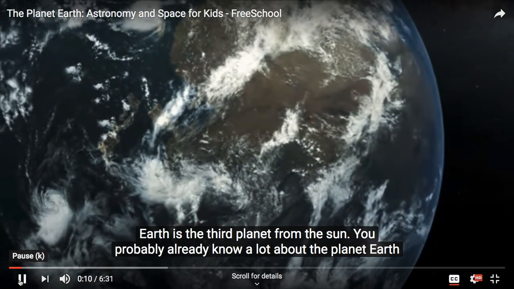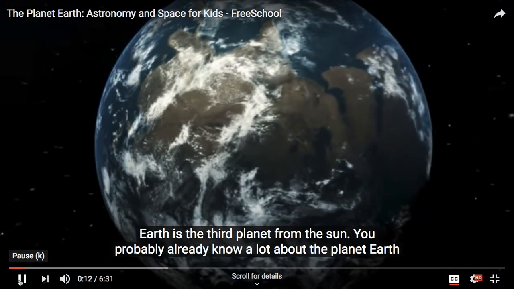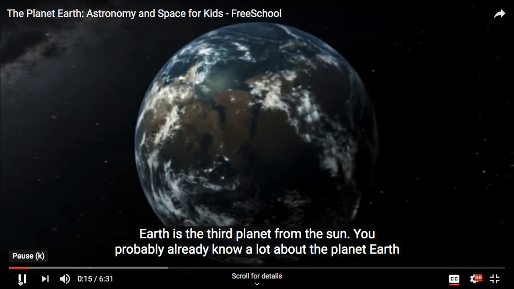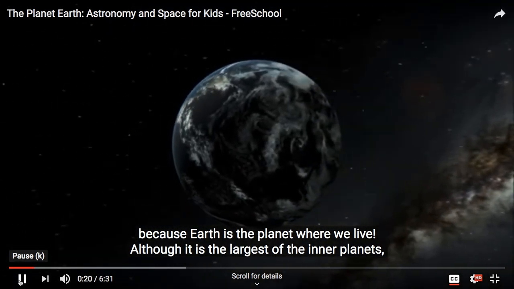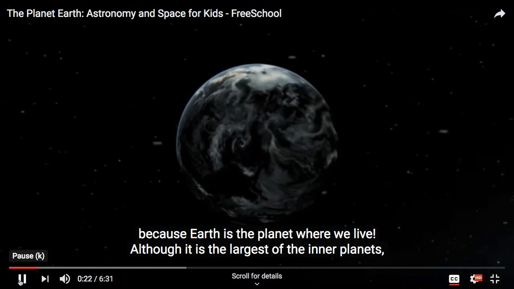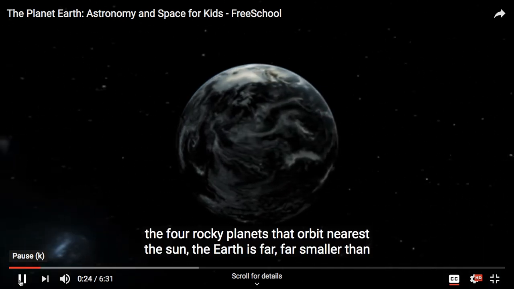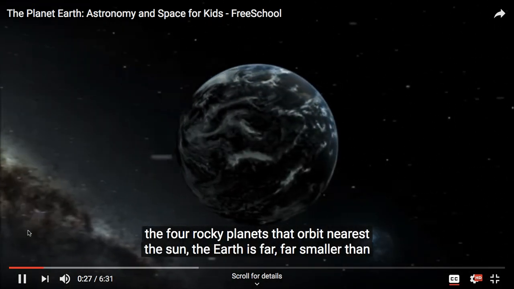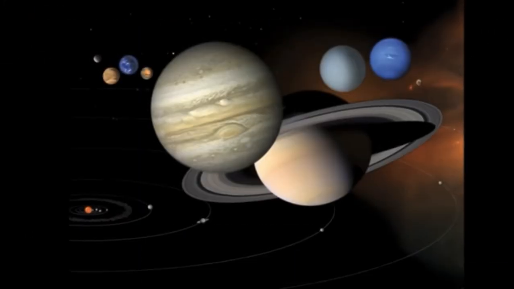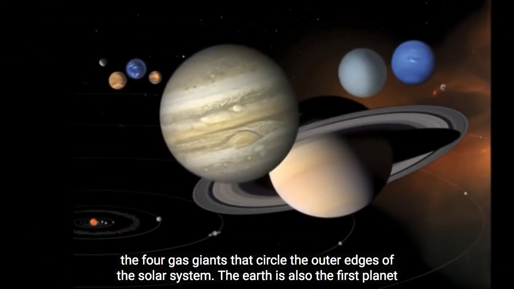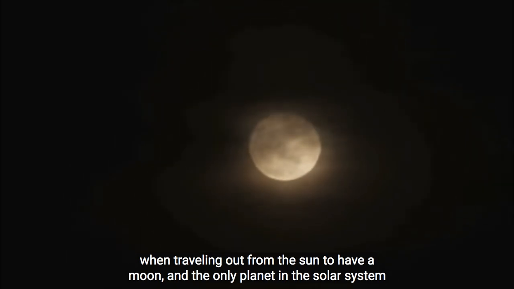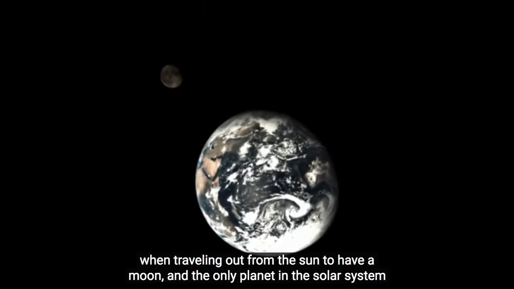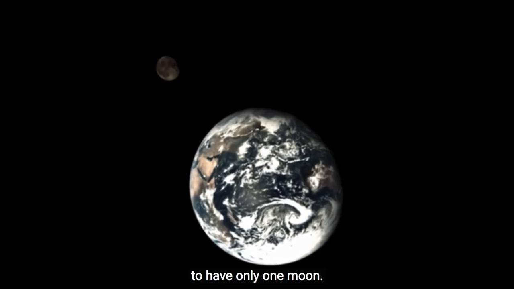Earth is the third planet from the Sun. You probably already know a lot about the planet Earth, because Earth is the planet where we live. Although it is the largest of the inner planets, or the 4 rocky planets that orbit nearest the Sun, the Earth is far, far smaller than the 4 gas giants that circle the outer edges of the solar system. The Earth is also the first planet when traveling out from the Sun to have a moon, and the only planet in the solar system to have only one moon.